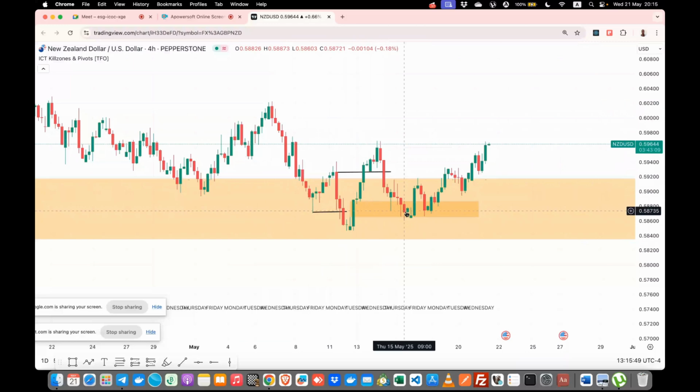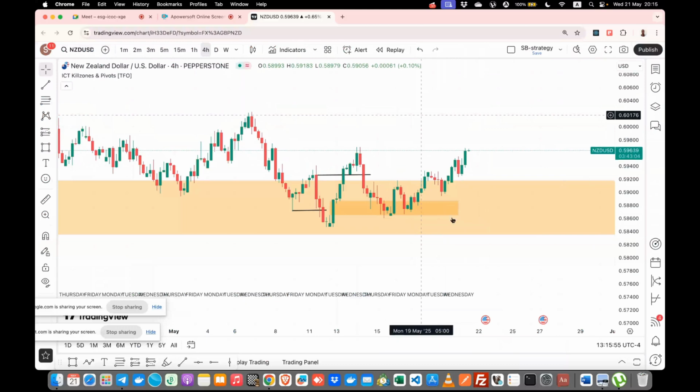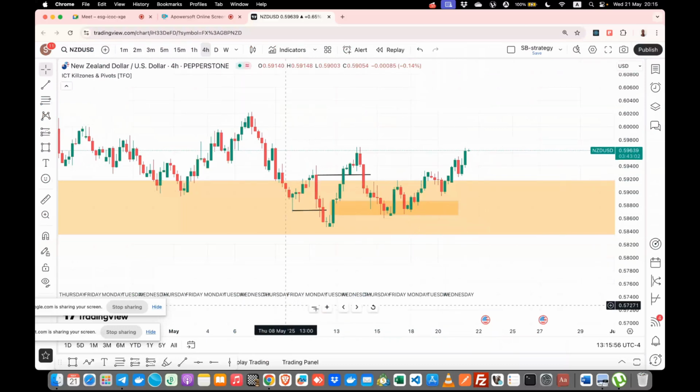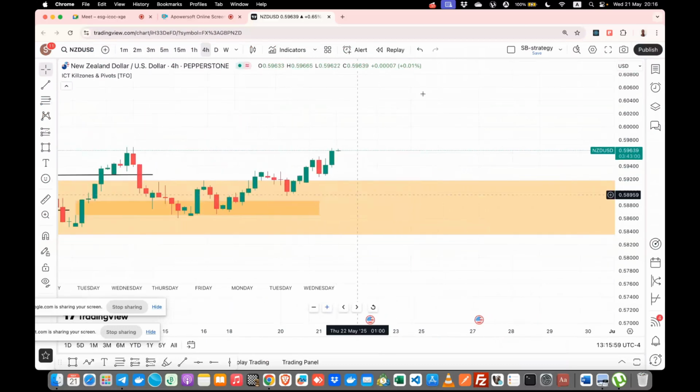This is just a retracement. Then we continue with the move up. So that is one example. I want us to still look at an example here. This is a bullish change in state of delivery.